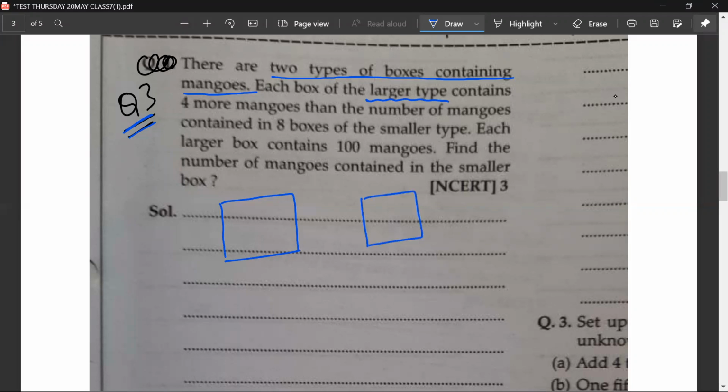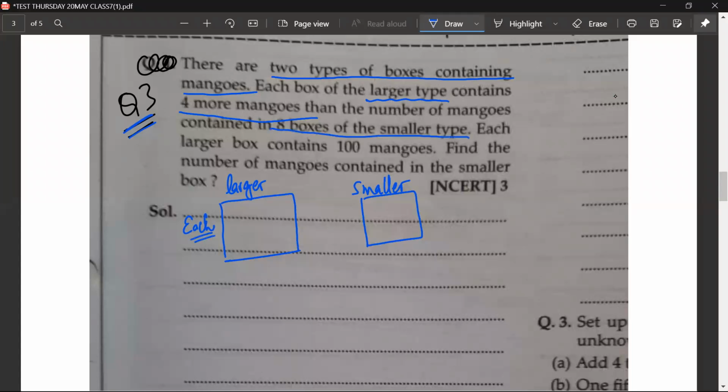So you have two types of boxes. Each box of the larger type, so this is the larger type, contains 4 mangoes and the number of mangoes contained in the smaller type. So this is the smaller type. So each box of the larger type contains 4 more mangoes than the number of mangoes contained in 8 boxes of the smaller type.